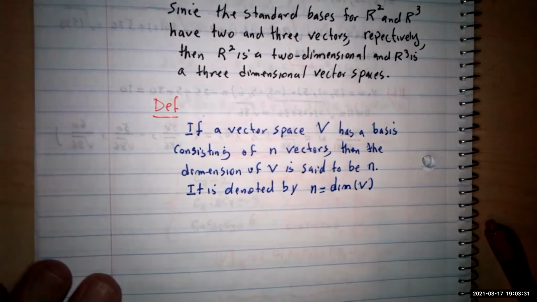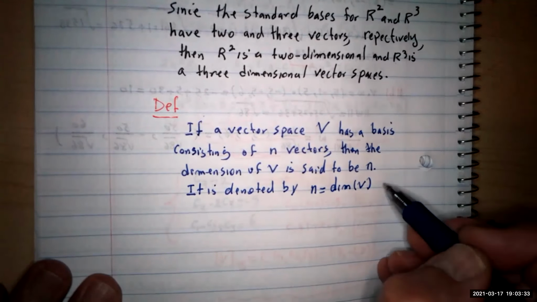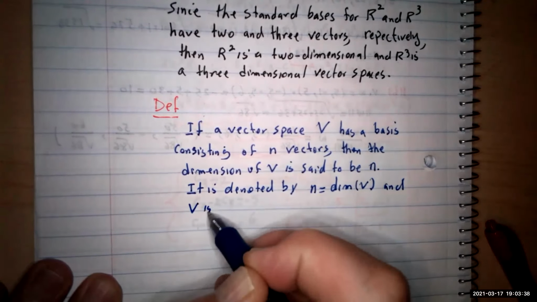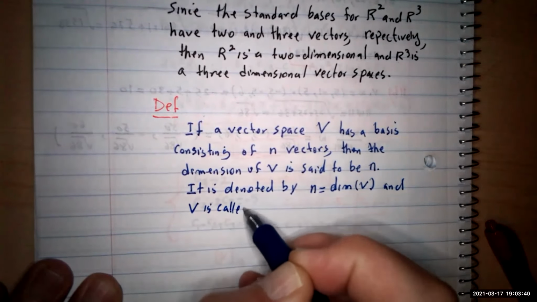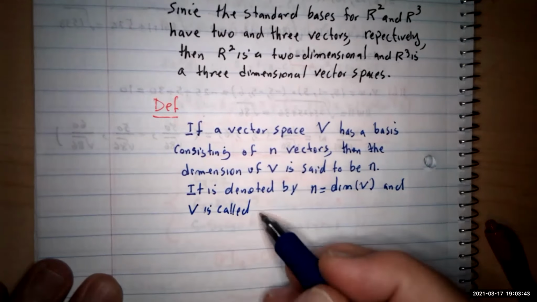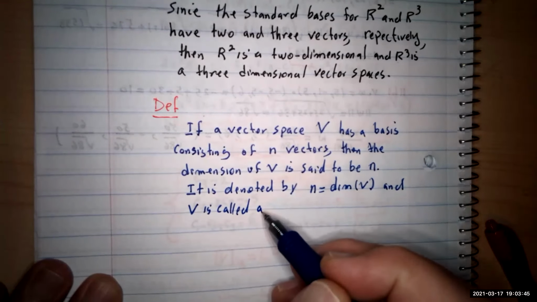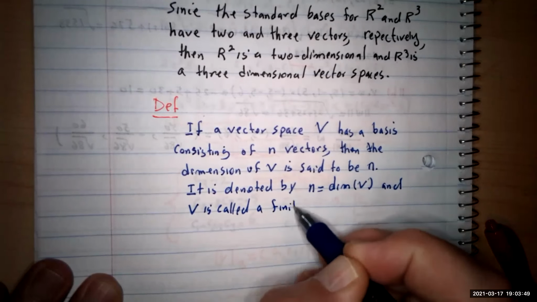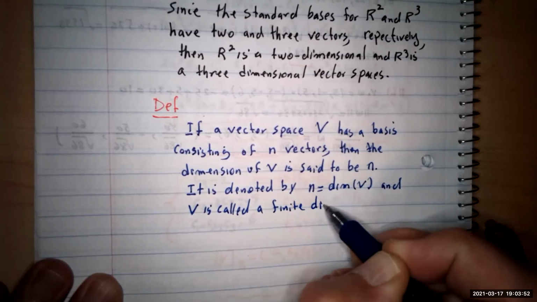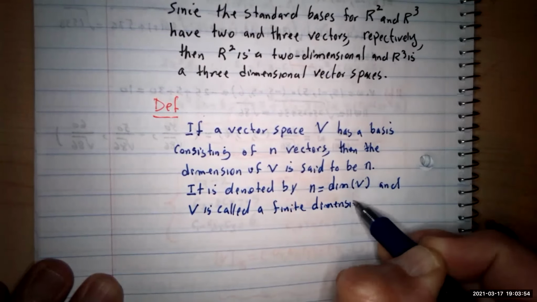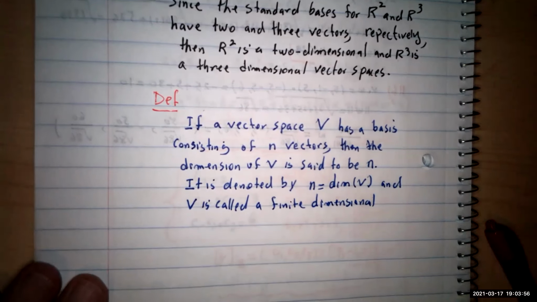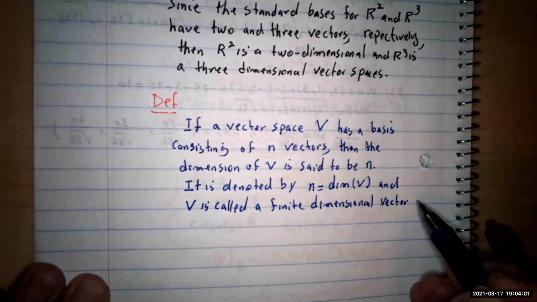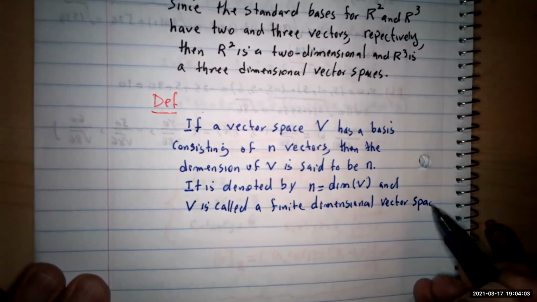Okay, dimension of V, and V is going to be called, in this case, n-dimensional. This is called an n-dimensional or a finite dimensional vector space.